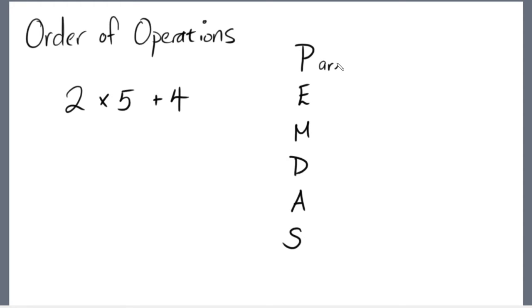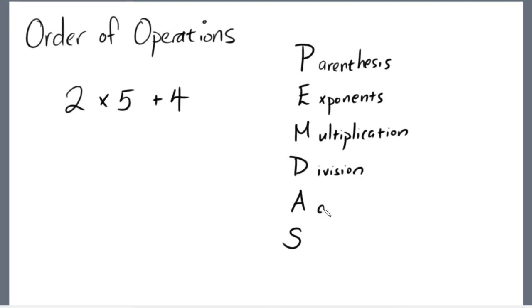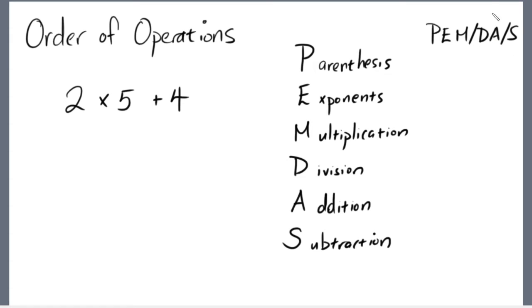P stands for parentheses. E is exponents. M is multiplication. D is division. A is addition. And S is going to be subtraction. Now, there's something tricky about these rules that we're going to talk about in a little bit. But basically, when we look at PEMDAS, we organize it from left to right. And you can see that I put a little slash right here for the multiplication and division and the addition and subtraction. So the first thing we look for is parentheses.